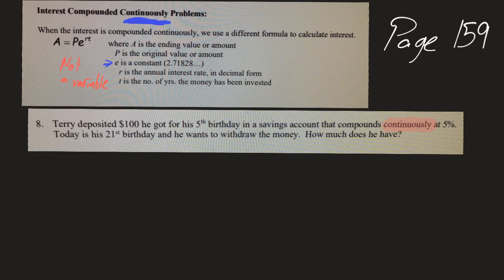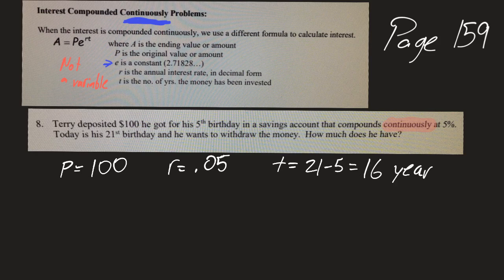Well, let's see what we can put together from here. I know that he's starting with $100, so we've got a principal amount of $100. It's compounding at 5%, so R is 0.05. That's my growth rate. And from his 5th birthday to his 21st birthday, 16 years have gone by. 21 minus 5 is 16. That's how many years have gone by.